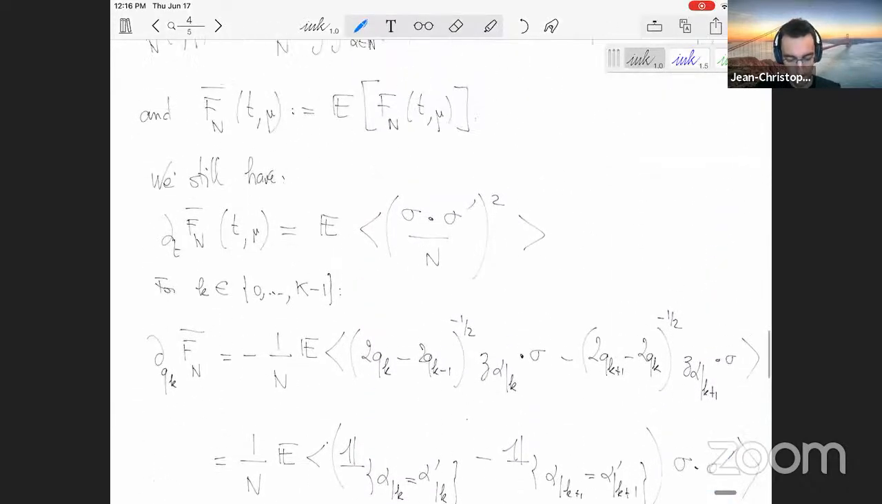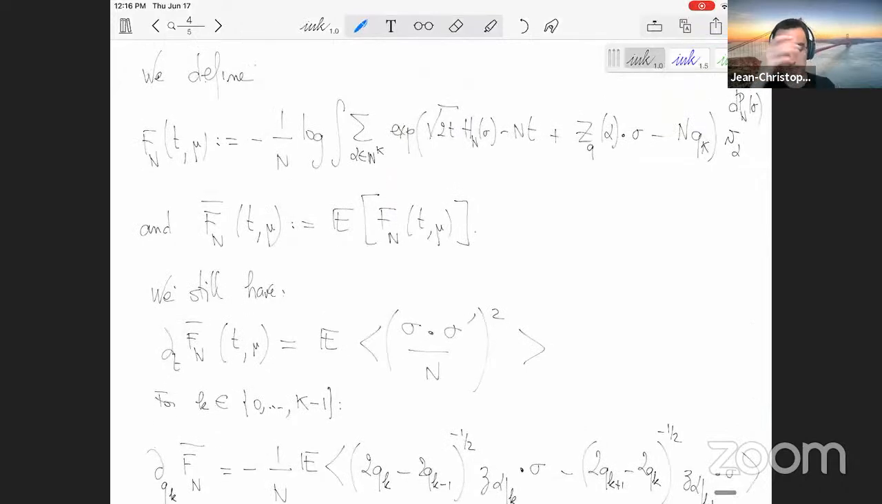Okay, so perhaps it's already clear for everyone, but just to make sure: now in our free energy, we are summing over this variable sigma as usual. We have this measure on sigma. You can think of it as being a sum, and we're also summing over the alpha.